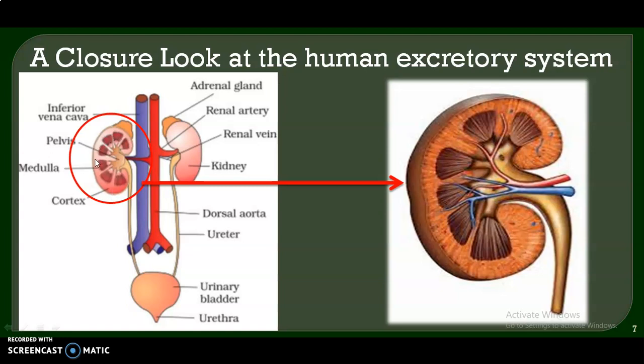A zoomed-in image of the kidney is given on the other side in slide number 7, where we have a closer look at the upper part of the kidney, which is called cortex, pyramid-like structures called medulla, and these pyramid-like structures open into an area which is called pelvis.